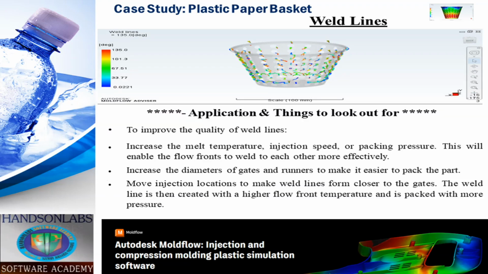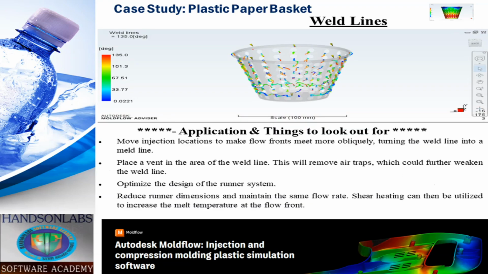Now still under the weld lines, you can improve the quality of weld lines by increasing the melt temperature, injection speed, and packing pressure. This will enable the flow fronts to weld to each other effectively. Then increase the diameters of the gates and runners to make it easier to pack the parts. Now, move injection locations to make weld lines form closer to the gate. The weld line is then created with a higher flow front temperature and is packed with more pressure.